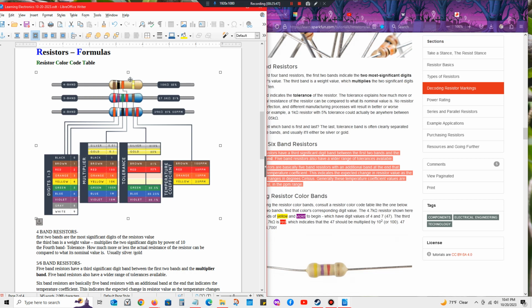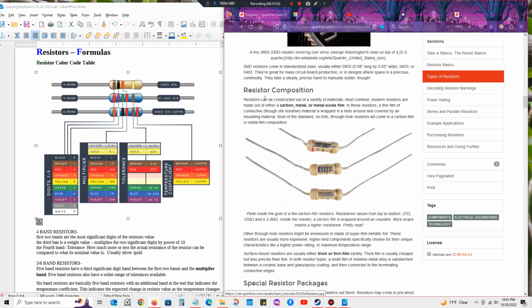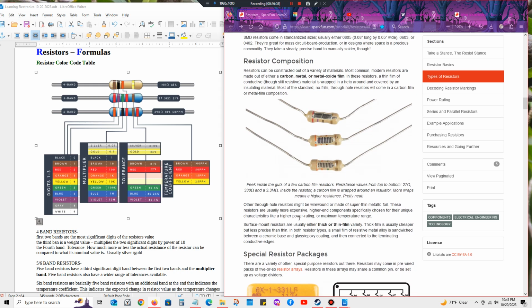So the less bands, the less tolerant, the more bands, the more, right? There's this picture on what's inside of it right here, the composition of it. So this one obviously isn't going to do much. This one's going to do something, but this one's really going to resist a lot of current flowing through whatever, right? And that makes a lot of sense.